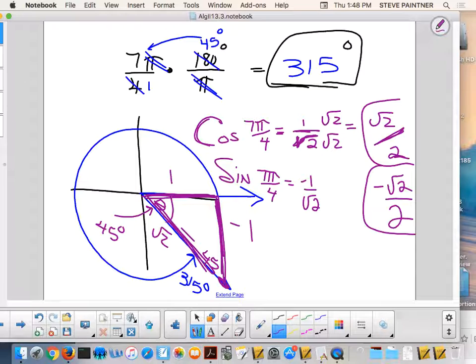Don't start this lesson until right after the quiz. Unless you know what you're doing on the yellow worksheet and on special triangles, then you can maybe start it. But I don't want you to get confused before this quiz.